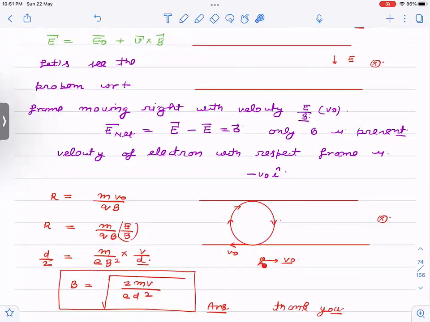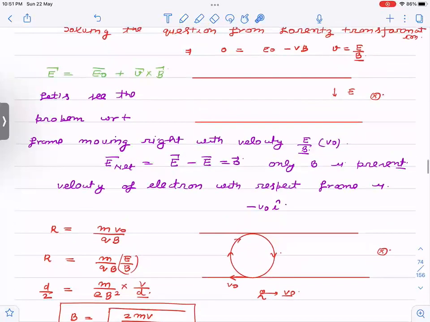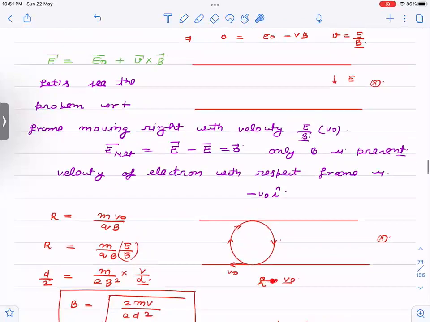If the observer is moving in this direction, then v cross B: the velocity is towards the right, the magnetic field is into the plane, use the left hand rule, then the v cross B direction will be upward. So if v cross B direction is upward, this will definitely cancel the original field if the velocity magnitude is E by B, right? So with respect to this observer, there will not be any electric field. It will see only the magnetic field. But with respect to the observer, the electron will have velocity in the opposite direction. So this is how the electron will have initial velocity.